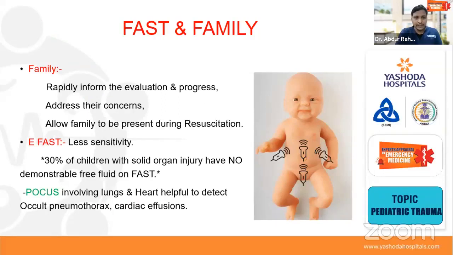Coming to FAST HUGS, this family component is not there in the adult group, only in the pediatric group. Family indicates we should rapidly inform the parents about the evaluation in progress, the treatment and diagnosis, and we should address their concerns. Whatever their concerns, we should address them promptly, and we should allow the family to be present during resuscitation, because especially in the infant age group, the family will be more concerned. They'll be in panic, so we should allow them to be present during resuscitation.